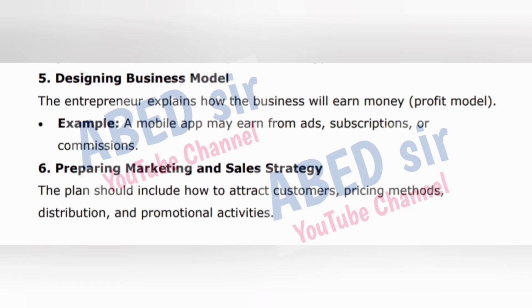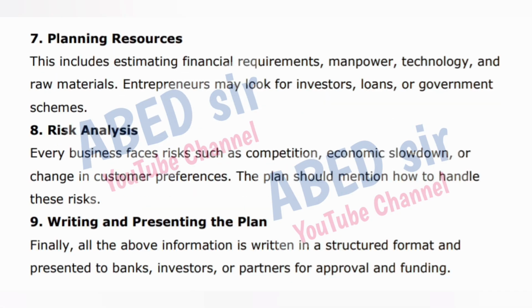6. Preparing marketing and sales strategy. The plan should include how to attract customers, pricing methods, distribution, and promotional activities. 7. Planning resources. This includes estimating financial requirements, manpower, technology, and raw materials. Entrepreneurs may look for investors, loans, or government schemes.